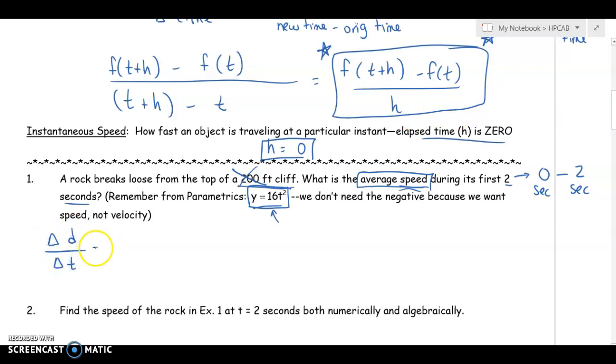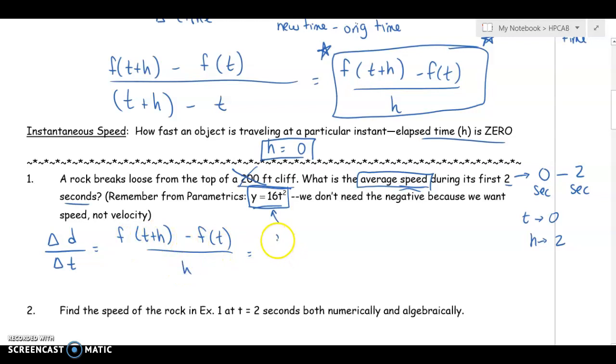And so when we do that, we're going to be doing f of t plus h minus f of t, all over h. Well, t plus h, all right, t is your original time, 0. h is the elapsed time, 2 seconds. All right, and then you can plug it in. You're going to be doing f of t plus h minus f of t all over h.